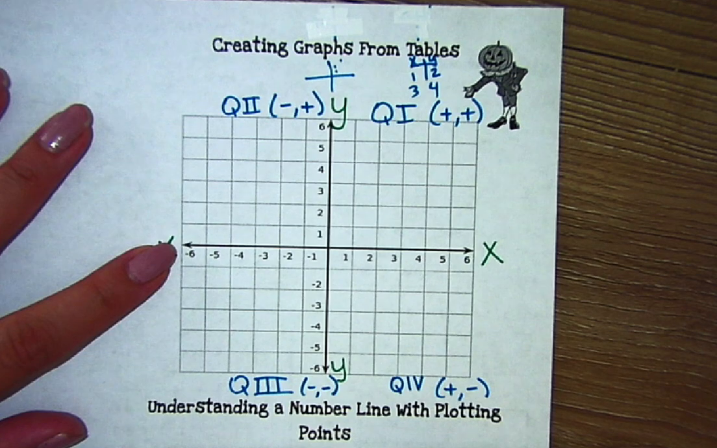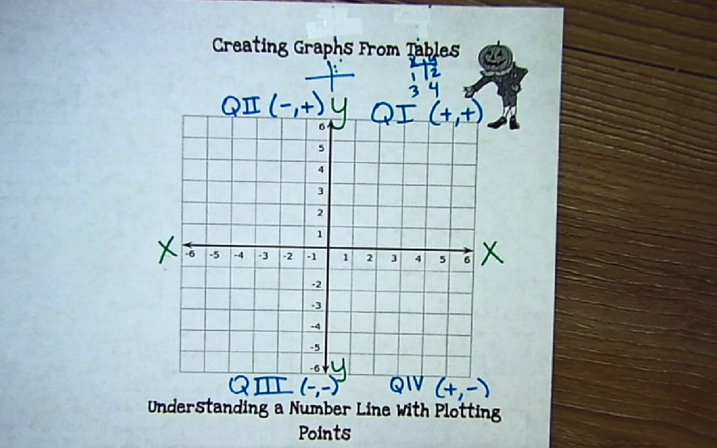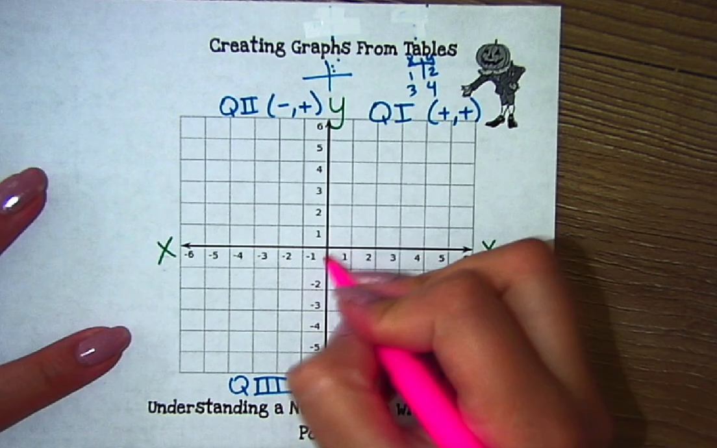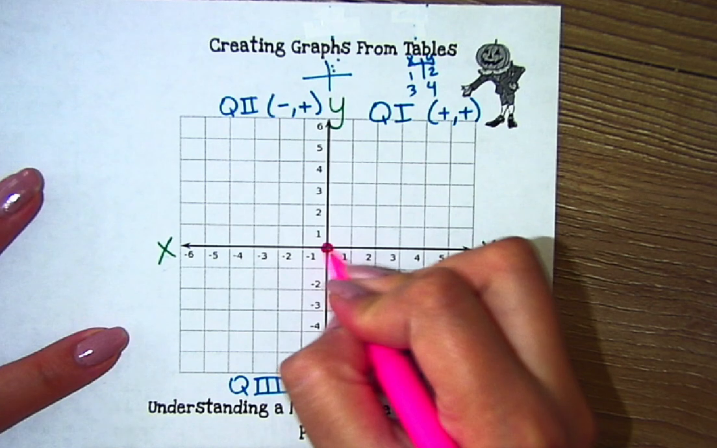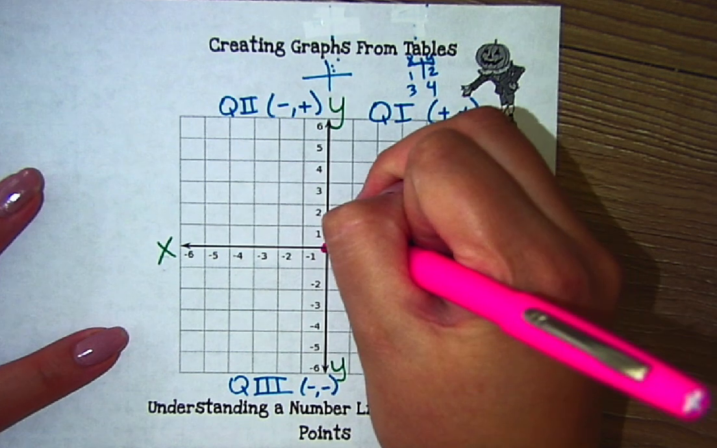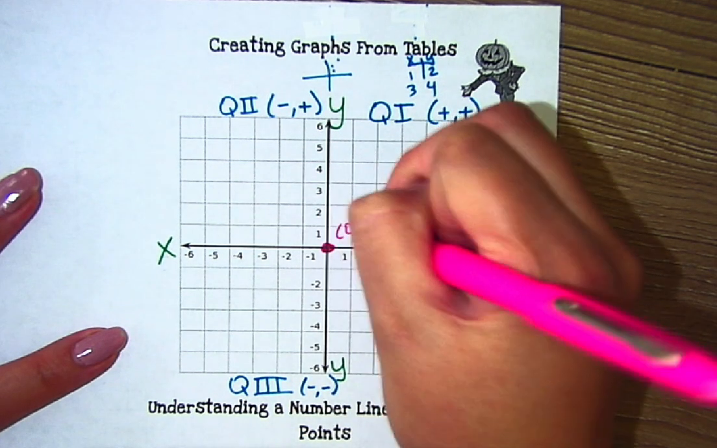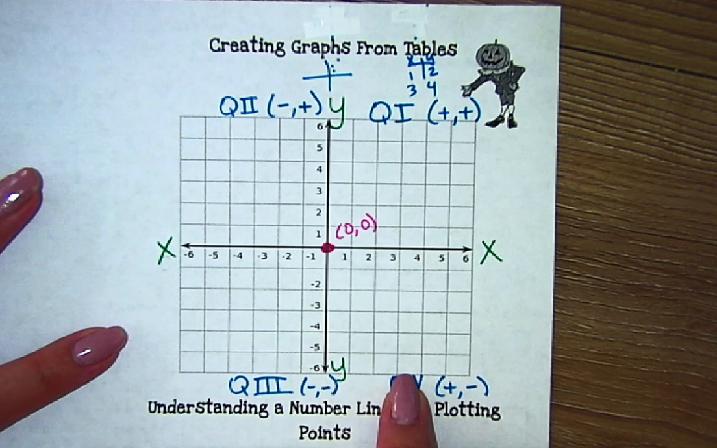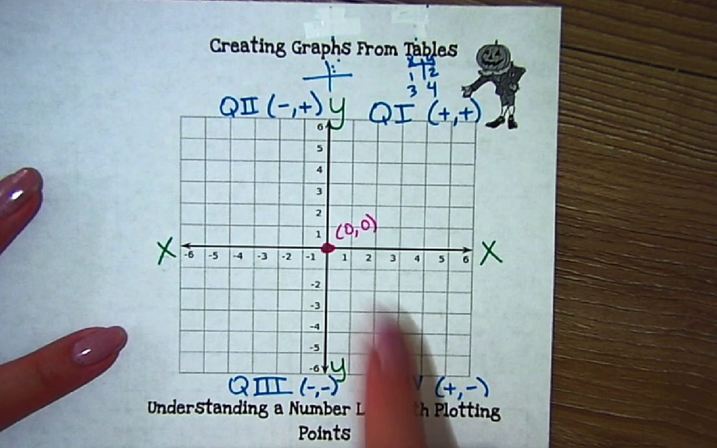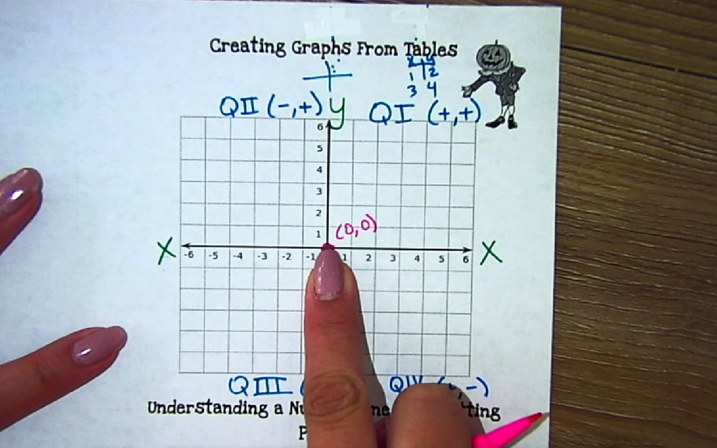Okay, another thing I want to show you is the origin. The origin is right in the middle here. Okay, the points for the origin is 0, 0. Okay, that's right in the middle. That's your origin.